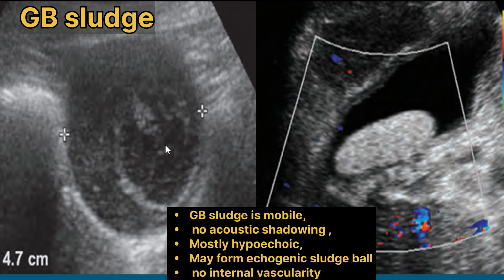Now we will discuss the gallbladder sludge. When the calcium, bilirubin, and the cholesterol get accumulated in the gallbladder, they form the gallbladder sludge. Sludge will be mobile, and it does not produce any acoustic shadowing, and it appears hypoechoic in the anechoic lumen of the gallbladder, and it may also form the sludge ball. Its measurement is done when it settles down and its occupied area is measured.